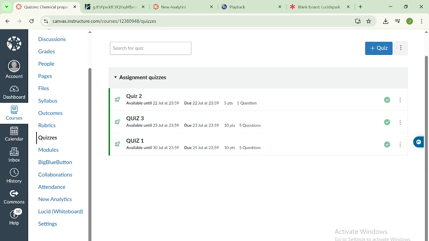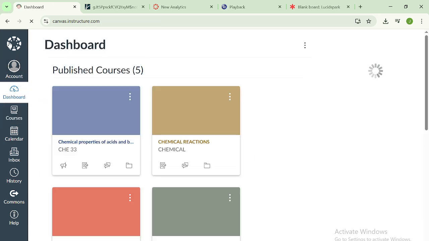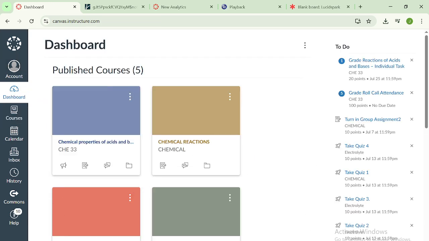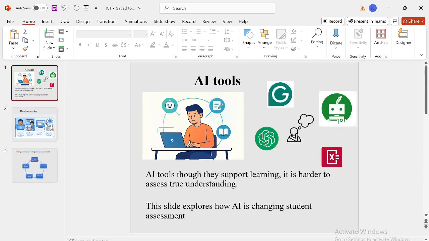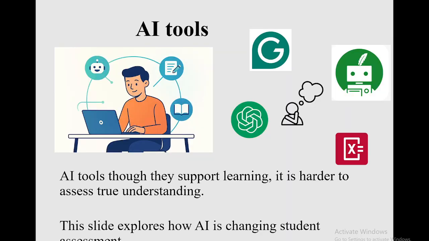As we are concluding, I have to talk about AI in education as the last point. So as you can see from here, AI tools are being used by students in order to do different tasks while learning. In this slide, we are going to explore how AI is changing student assessment.